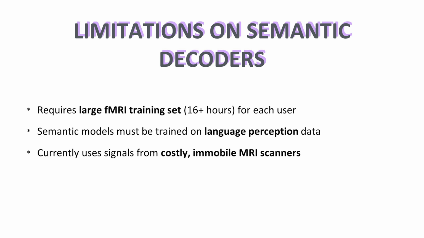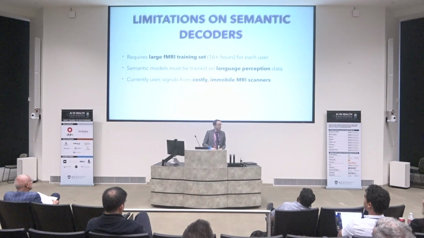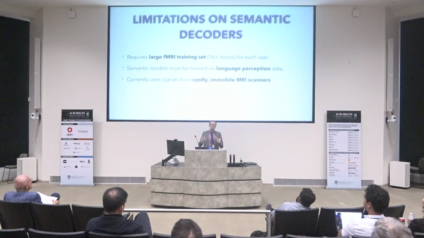So it currently requires a pretty big fMRI training set. For all of the examples I showed you here, these were decoders that were trained using about 16 hours, not our full data set, but about 16 hours of data per subject. That's a lot of time to spend inside an MRI scanner. If this is going to be something that people use for some purpose, that makes it hard.